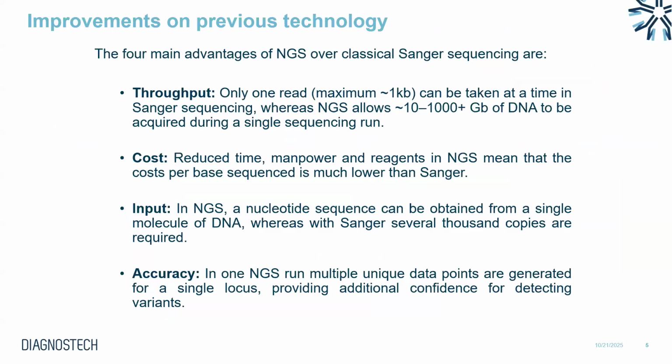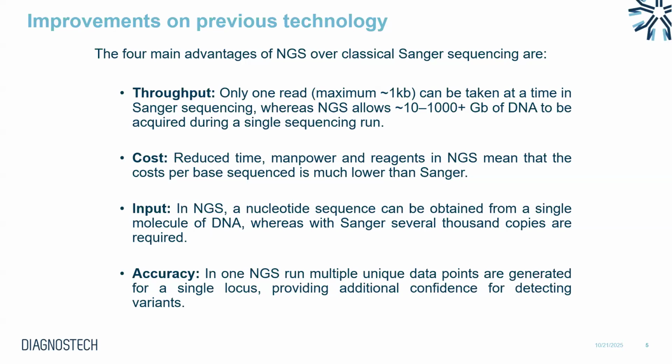So the four main advantages of NGS over classical Sanger sequencing is the throughput. For Sanger, there's only one read that's taken at a time, whereas NGS allows for between 10 and 1,000 plus gigabases of DNA to be acquired during a single sequencing run.